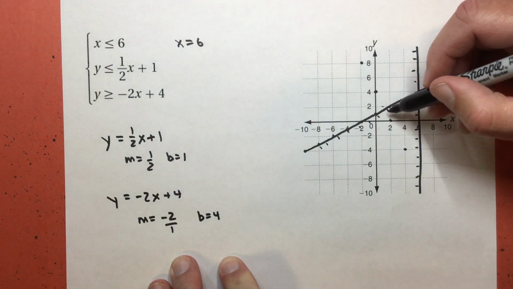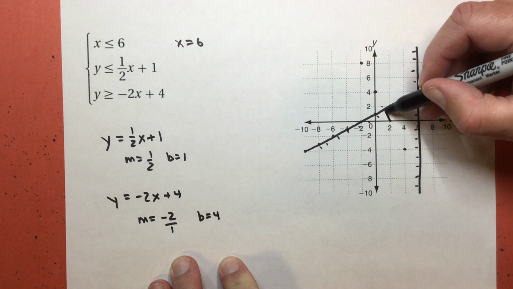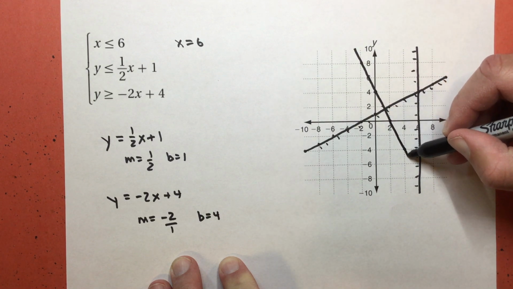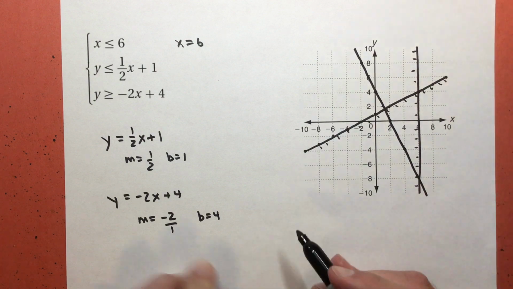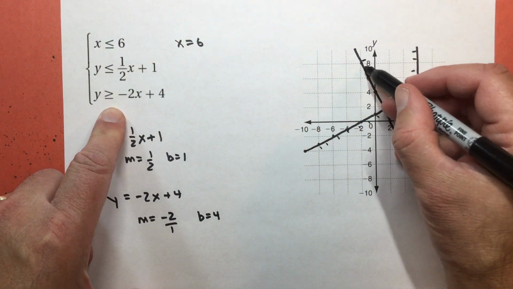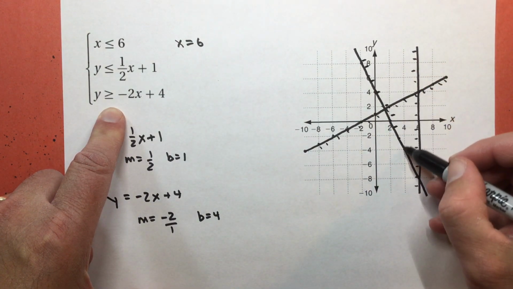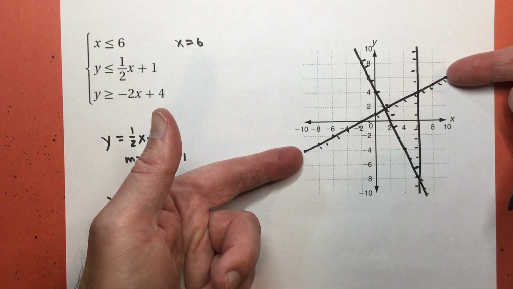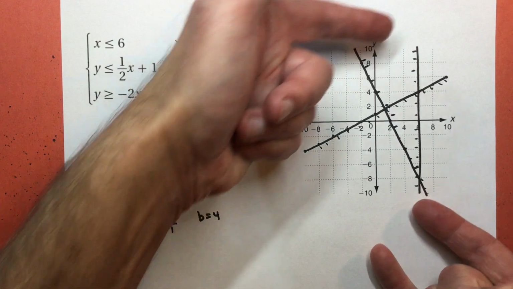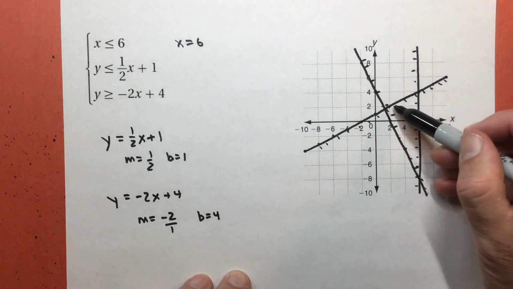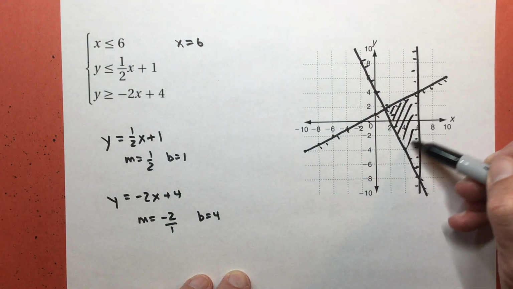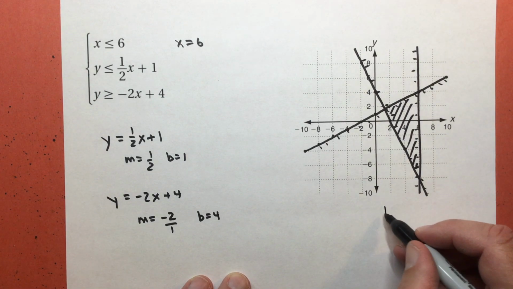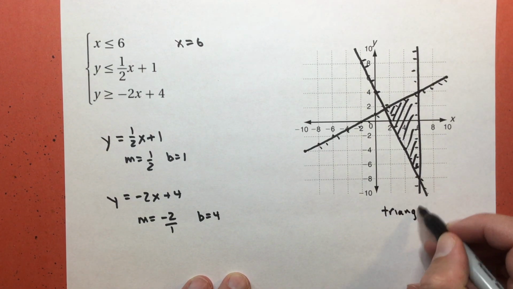And one more time, solid line, and I want to shade above it. So I'm going to shade above right here. So if I'm below this line, above this line, and to the left of this line, that tells me that this area right here is my overlap. And that appears to be a triangle.